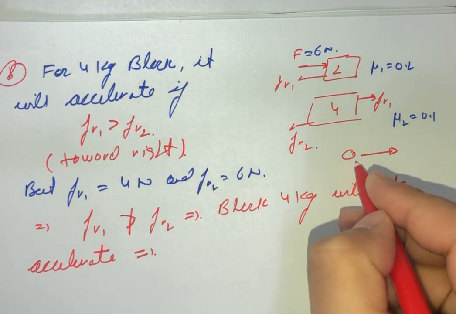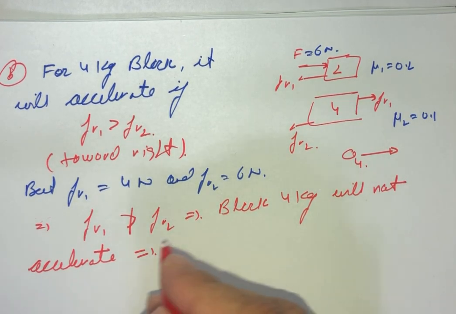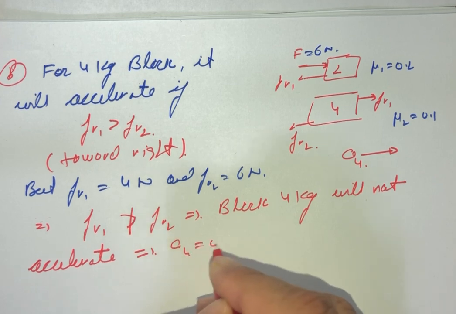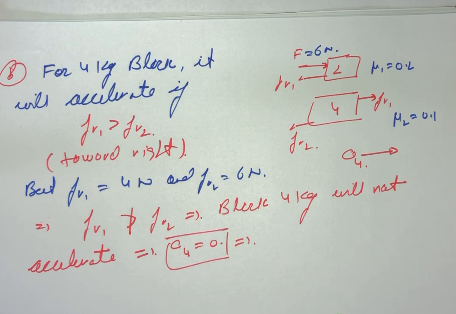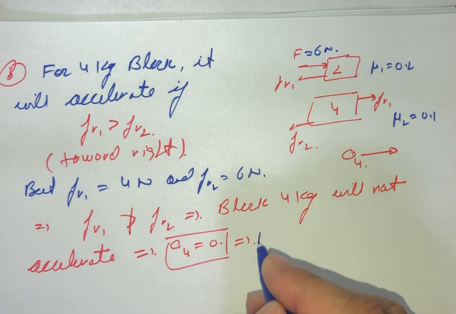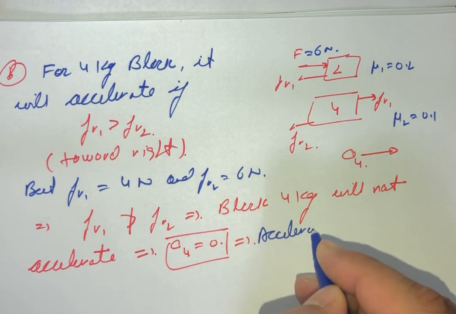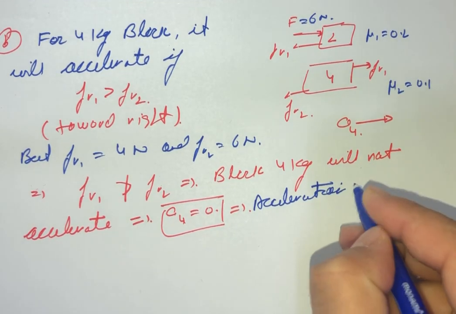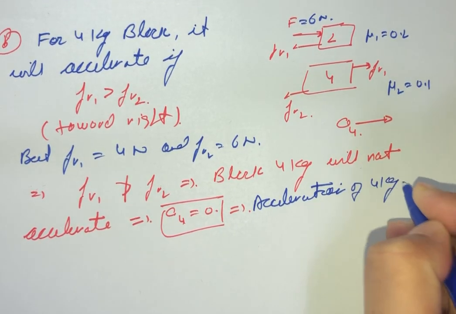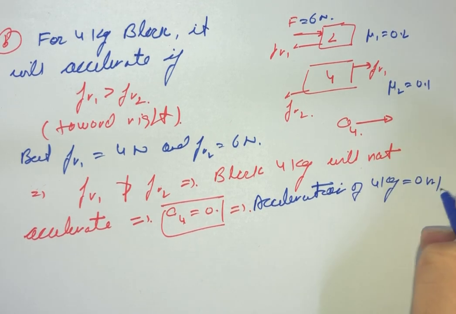So you can say, let us call this A4. A4 is equal to 0. So basically it means the acceleration of the 4 kg block is equal to 0 meter per second square. And next we are going to find out for 2 kg.